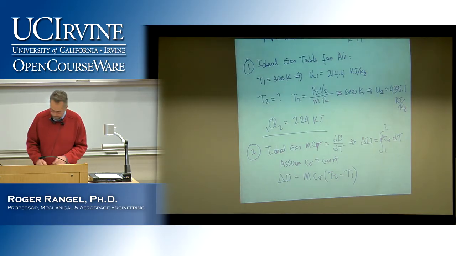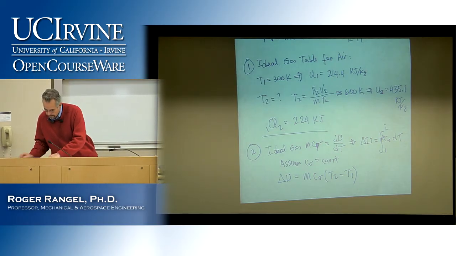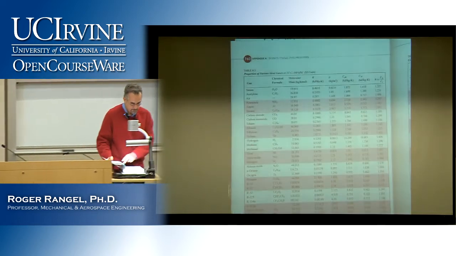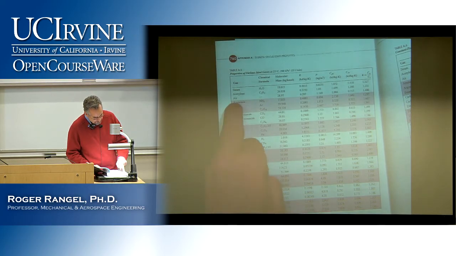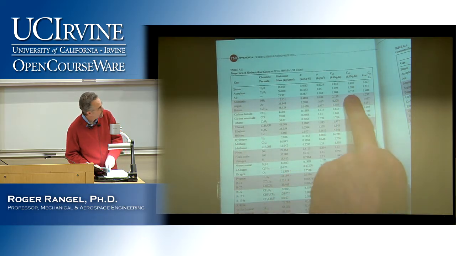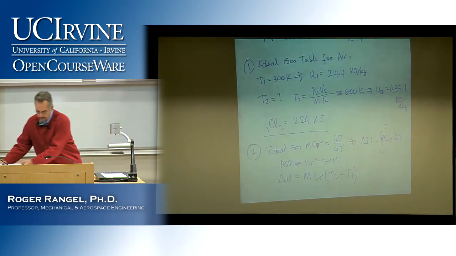And the Cvs you find also in a table that we looked at a while back with ideal properties. So if you go to this table on page 760 and you look for air and look for Cv, you can see it right there, it's about 0.72. So then you can plug that number in here.